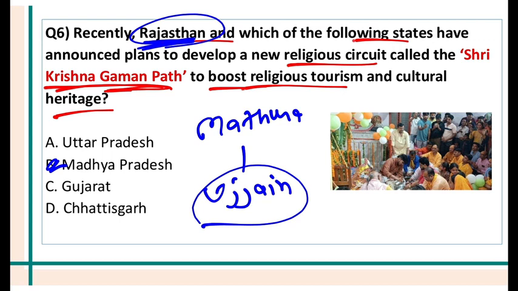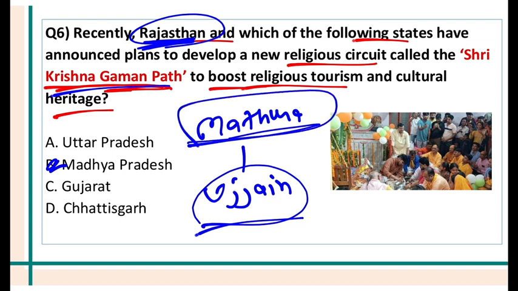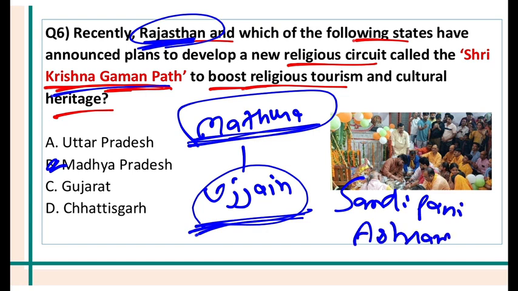So the idea is to focus on preserving and promoting religious tourism, right? Now, why is Ujjain famous apart from the Mahakaleshwar temple? The Shri Krishna Gaman Path will start from Mathura, Lord Krishna's birthplace, and it will end in Ujjain. Ujjain is the end point of the journey. It is famous for Sandipani Ashram, the place where Lord Krishna received his education.